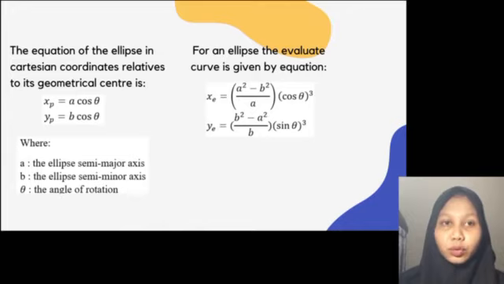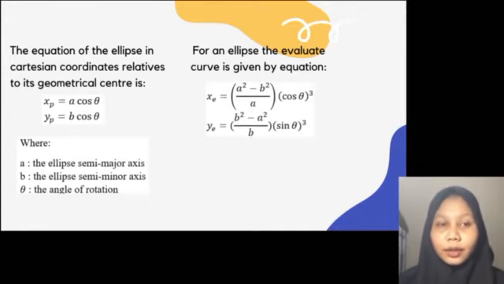xp equals a cos theta. Second is yp equals b sin theta, where a is the ellipse semi-major axis, b is the ellipse semi-minor axis, and theta is the angle of rotation.